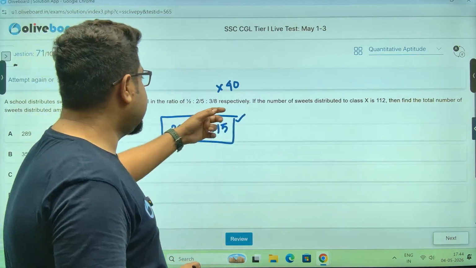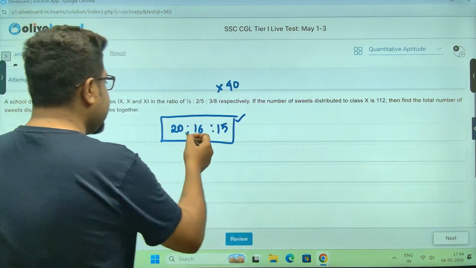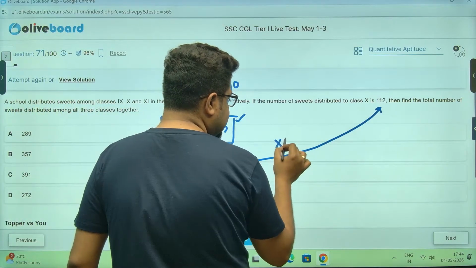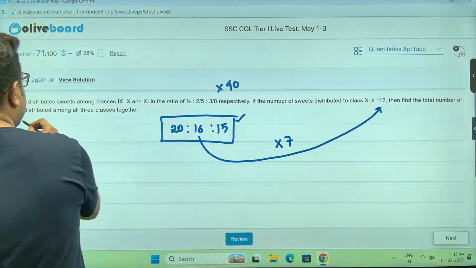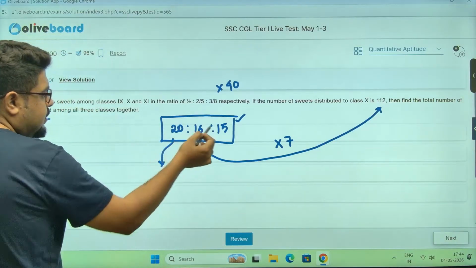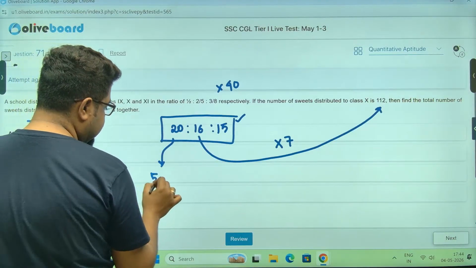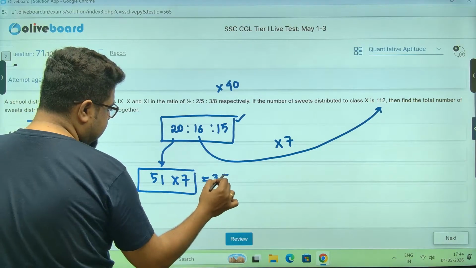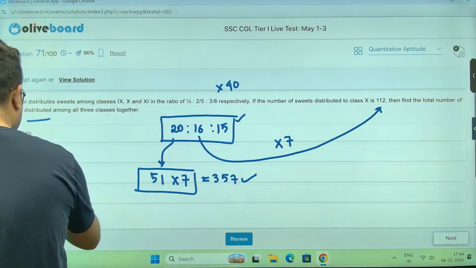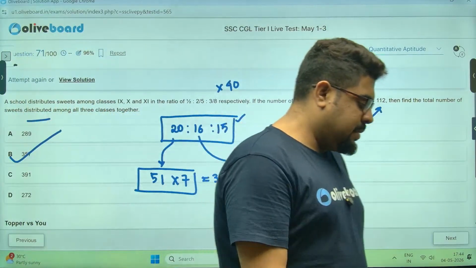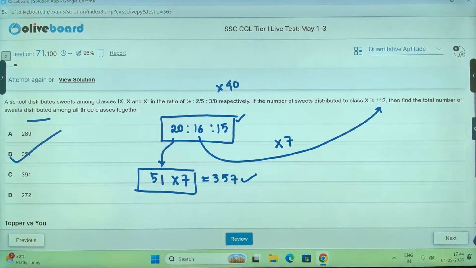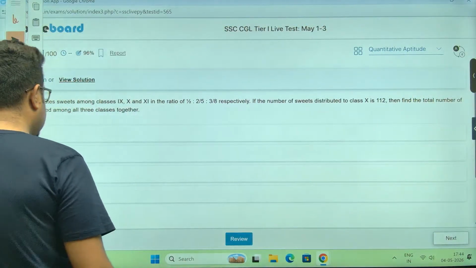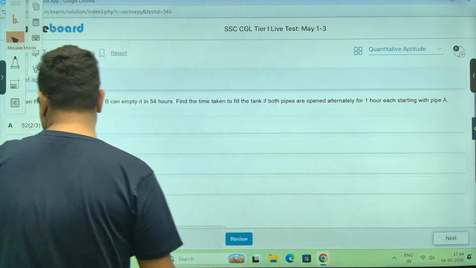If the number of sweets in the class 10, meaning the middle one, is this, then that is into 7, sir. Total number of sweets will be, sir, 15, 30, 31, 51. So the answer will be 51 parts into 7, 357 sweets. Sir, option number B. Again, a very simple question. Absolutely basic. Next one, please.